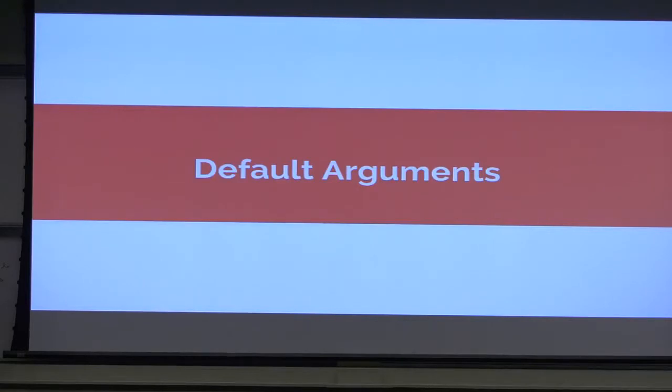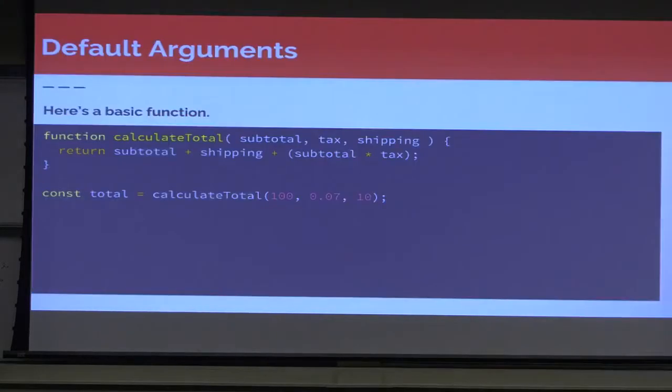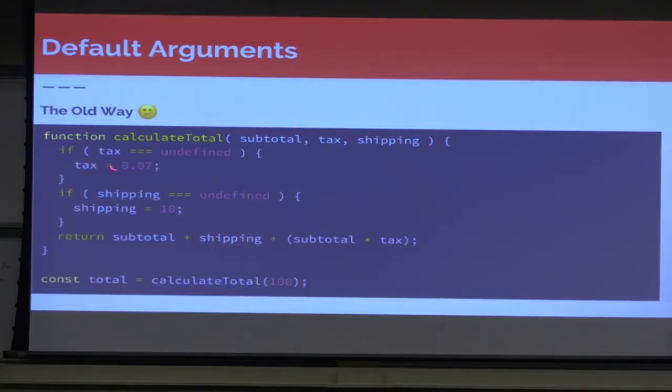Another awesome thing that ES6 gives us is default arguments in JavaScript. So here we have a basic function. We're going to calculate the total based on the subtotal, the tax rate, and the shipping charge. So we're just returning subtotal plus shipping plus subtotal times tax. And if we go ahead and run that, we get our value. But let's go ahead and add some defaults into the arguments. So this is the old way of doing it. If tax equals undefined, set the tax. If shipping's undefined, go ahead and set the shipping. But we just added like 5-6 lines to our function here, and that's not ideal.